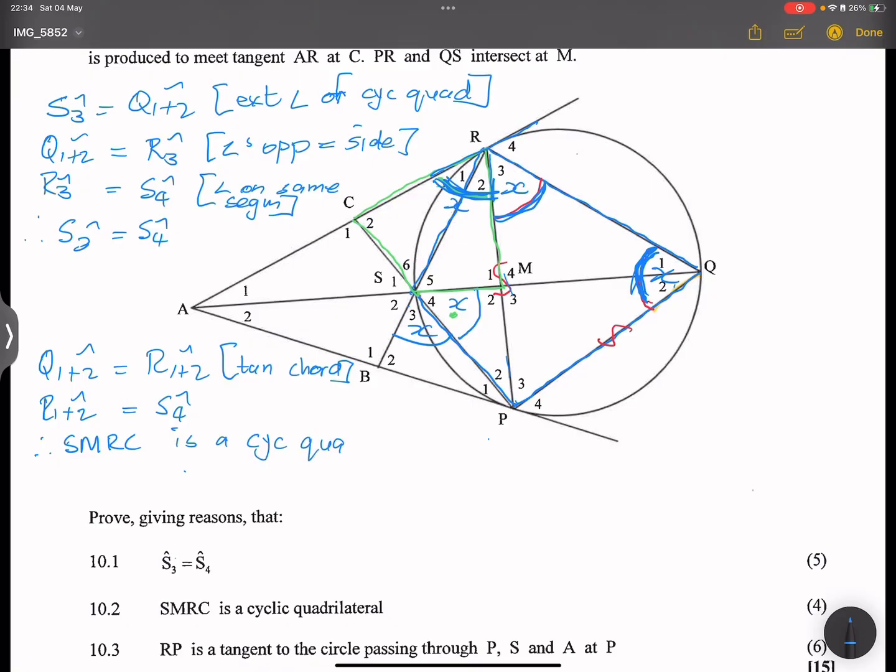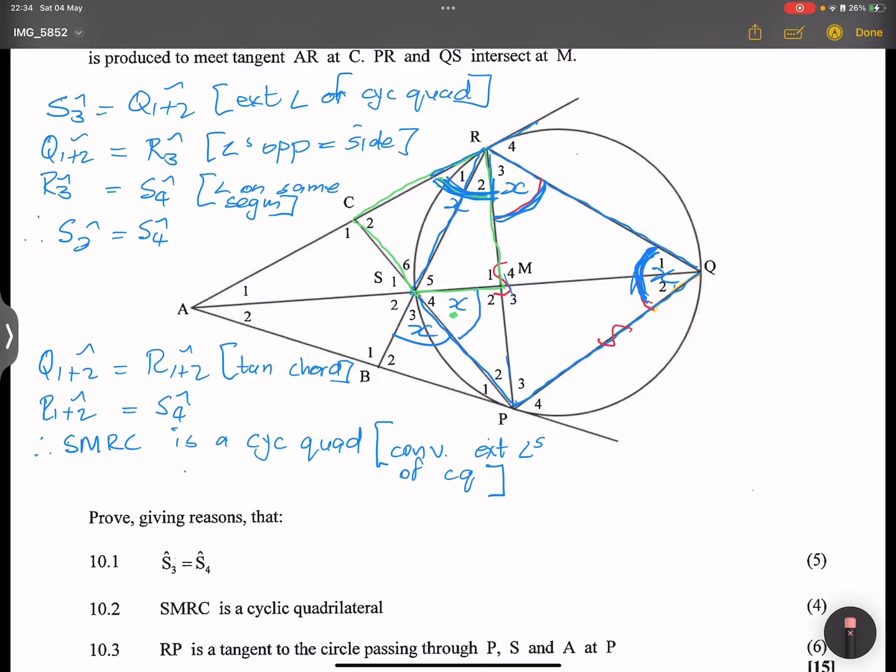Okay, and why is that? Because we've used the converse of exterior angle of a cyclic quad. Okay, right, so the converse of exterior angles of a cyclic quad. Now, all right, so we have done that. So they say we need to prove now in 10.3 that RP is a tangent to the circle passing through P, S, and A at P.